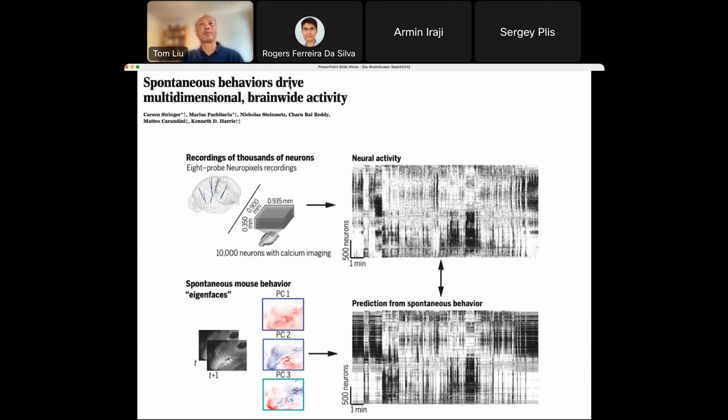For example, in this NeuroPixel study from mice, you're seeing neural activity in 500 neurons, and you're seeing basically widespread activity in all the neurons, even when the mouse is just sitting there. And what they found in this study was that if they took images of the mouse, just sitting there, but moving its face and twitching and doing things like that, they could actually predict some of the neural activity from just looking at the spontaneous behavior of the mouse as it's just sitting there.